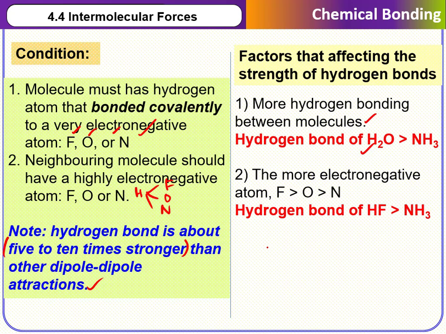The next factor affecting the strength of hydrogen bond is the electronegativity. We know that fluorine is the most electronegative, followed by oxygen and nitrogen. As a result, the hydrogen bond of HF will be stronger than ammonia. Why? Because this is due to the higher electronegativity of F compared to nitrogen.